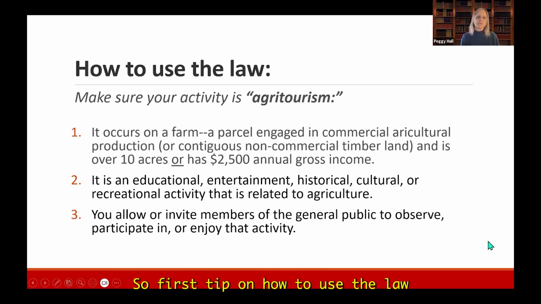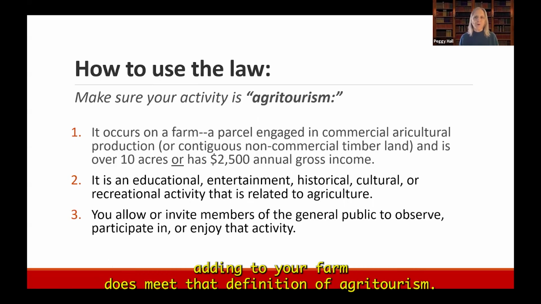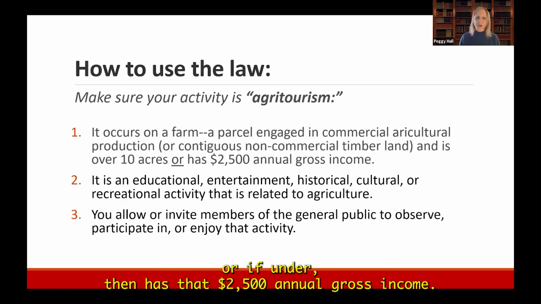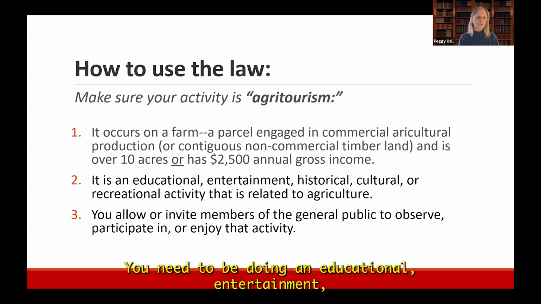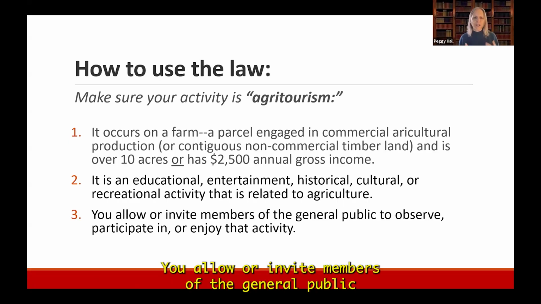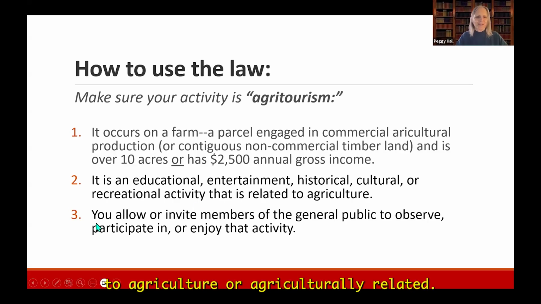So, first tip on how to use the law is to make sure that what you want to do, that activity you're considering adding to your farm, does meet that definition of agritourism by being on a farm that's over 10 acres engaged in commercial production, or if under, then has that $2,500 annual gross income. You need to be doing an educational, entertainment, historical, cultural, or recreational activity on that farm. You allow or invite members of the general public to observe or engage in that activity. Remember, that activity has to be related to agriculture or agriculturally related.